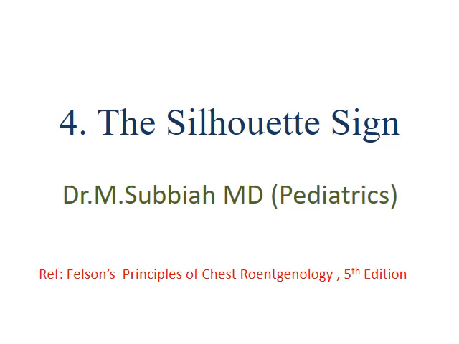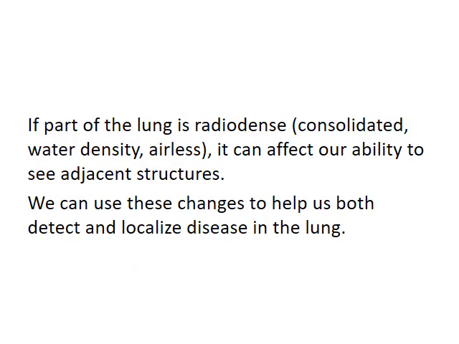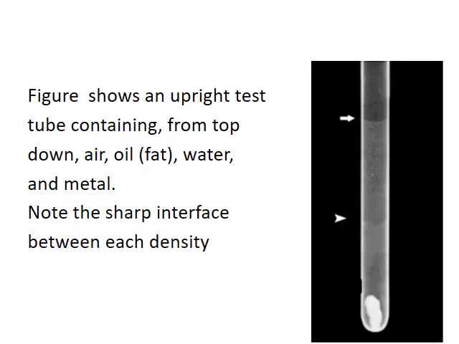Today I am going to discuss the silhouette sign on chest X-ray. If part of the lung is radiodense, that means it's consolidated, it's an airless lung and water density, it can affect our ability to see adjacent structures. We can use these changes to help us both to detect and localize disease in the lung.